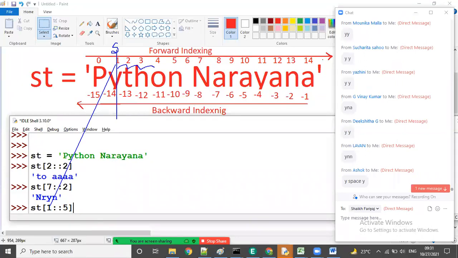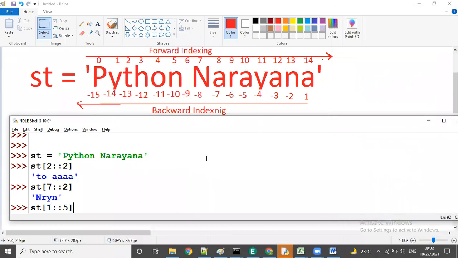1, 2, 3, 4, 5. It will come again, guys. 1, 2, 3, 4, 5. Again, Y will come. Now, do you have the next 5 characters? No, next 5 is not there. So the output is Y space y. That's all, guys. Y space y.